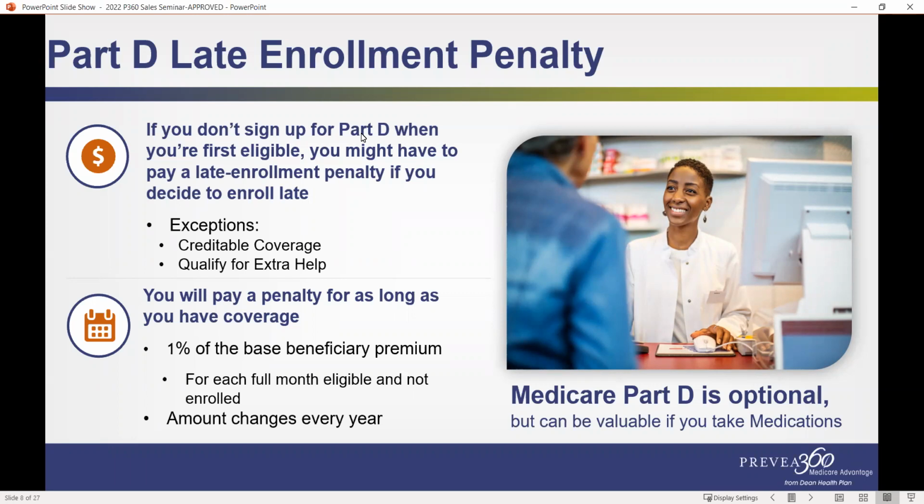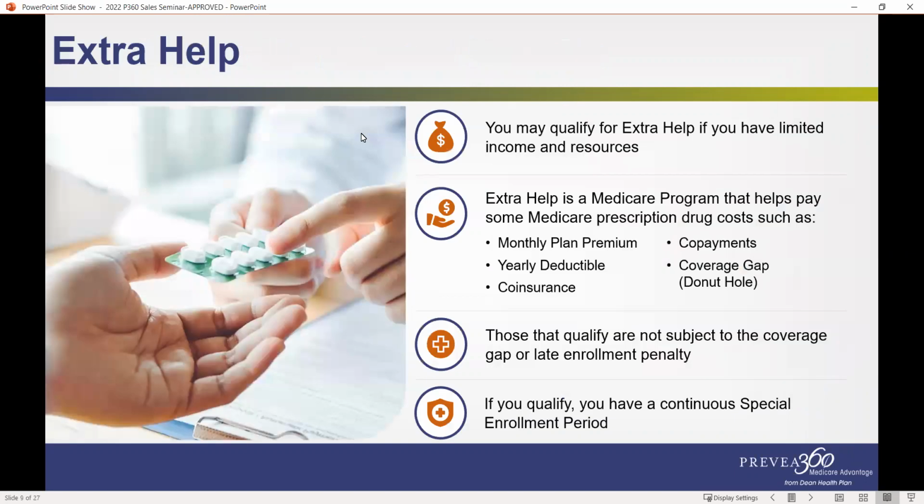So that penalty is 1% of the base beneficiary premium, which is essentially the average of Part D plans. And it's multiplied by the number of months you went without Part D coverage. It works out to about $4 per month for every year you went without drug coverage, and that is added on to your premium. And that amount can change because that base beneficiary premium can change each year.